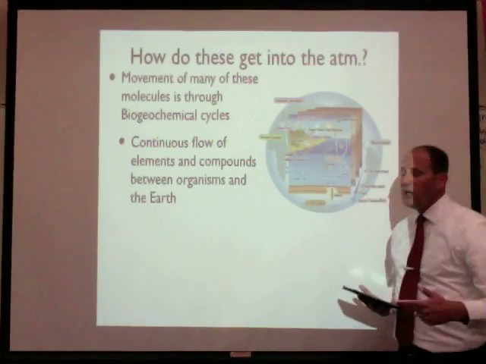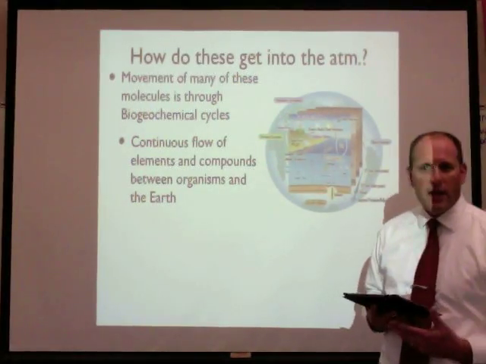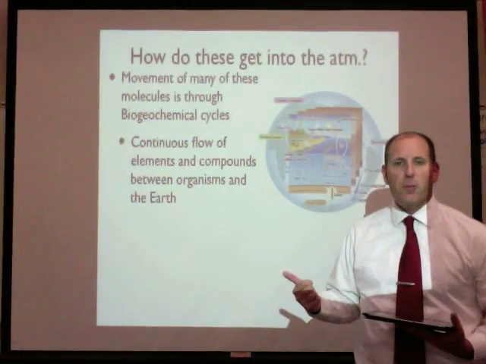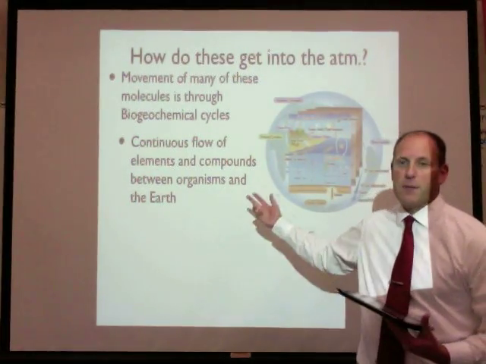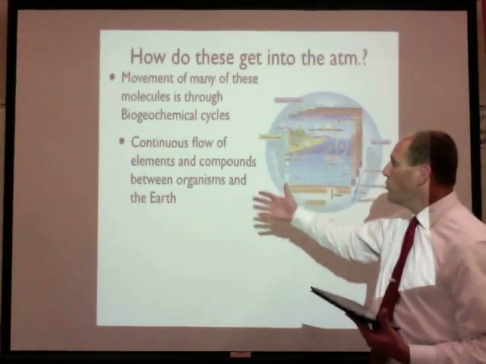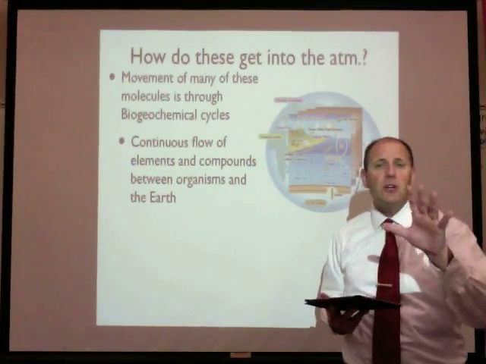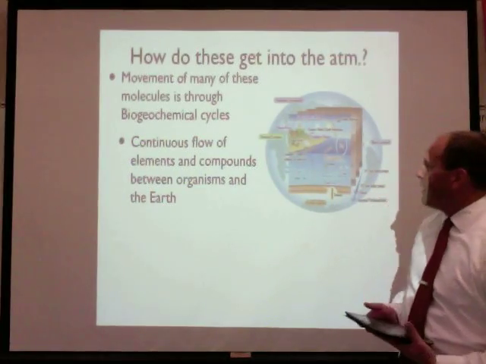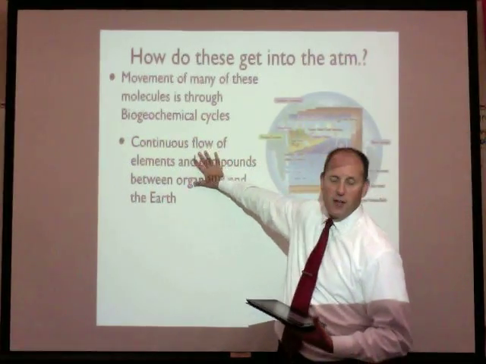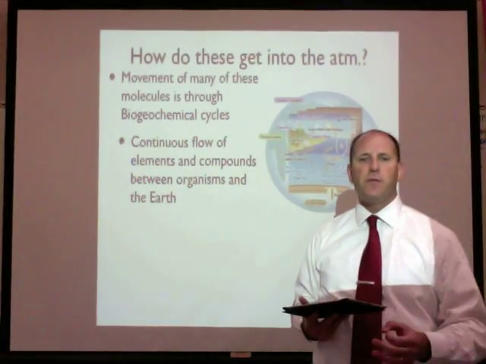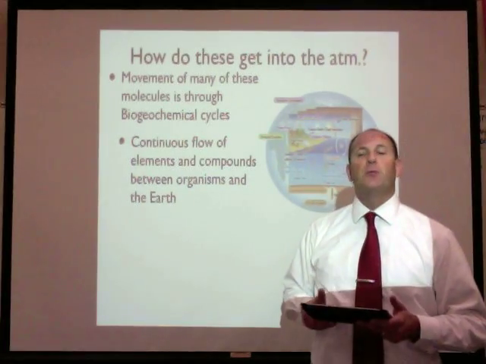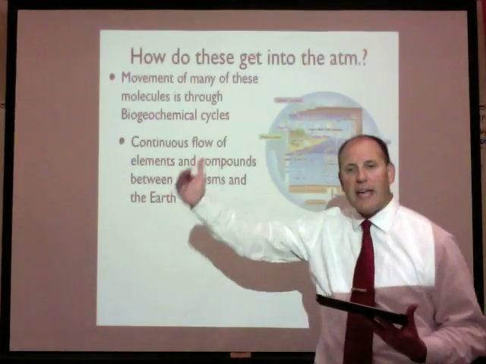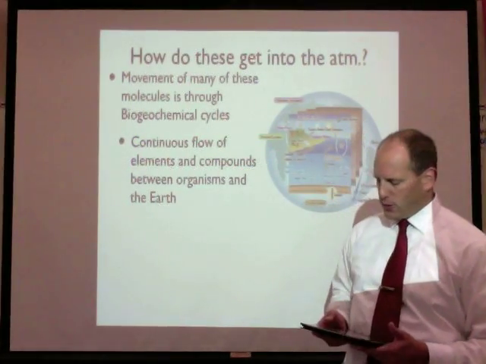So how they get in, well, the movement of many of these molecules is through a process we call biogeochemical cycles. Bio meaning life, geo meaning Earth, and chemical is, well, chemicals. So these are moving through these biogeochemical cycles. And you learned a little bit about these biogeochemical cycles way back in biology. The definition for a biogeochemical cycle I have right here. It's the continuous flow of elements and compounds between organisms and the Earth. Continuous flow, so we're cycling through these organisms and the Earth.